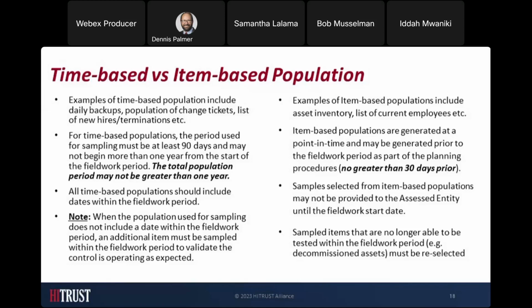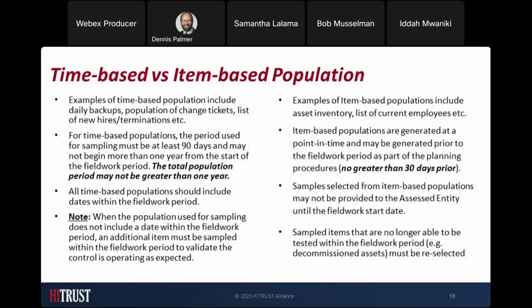So the sample selected from an item-based population may not be provided to the assessed entity until the fieldwork start date. The key thing there is to make sure that you do have the population, but the samples must be pulled, or requested from the assessed entity, during the fieldwork period. And I think that has been a confusing key point. When can they get the samples to start reviewing them? The assessors need to note that they start reviewing the samples during fieldwork, but they can actually identify the population and have the population generated prior to the fieldwork period.